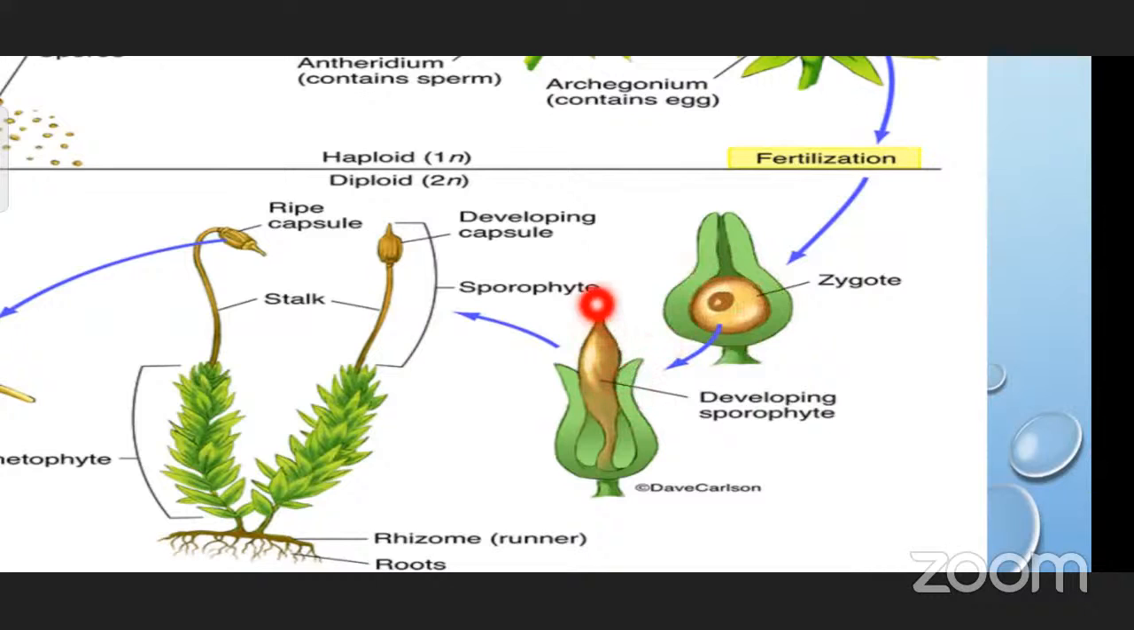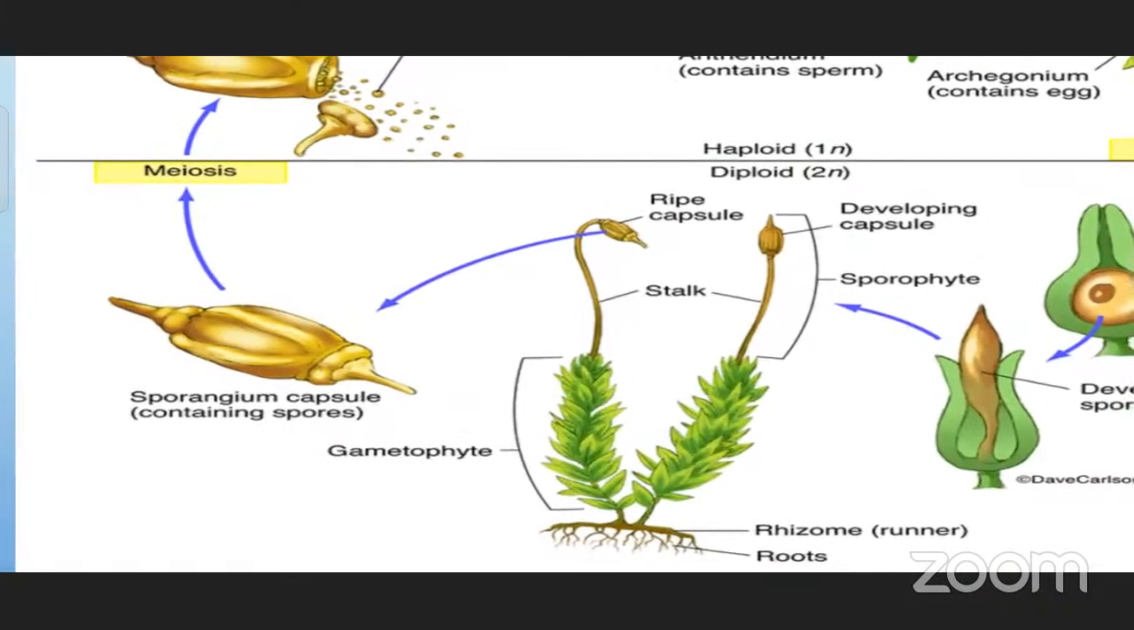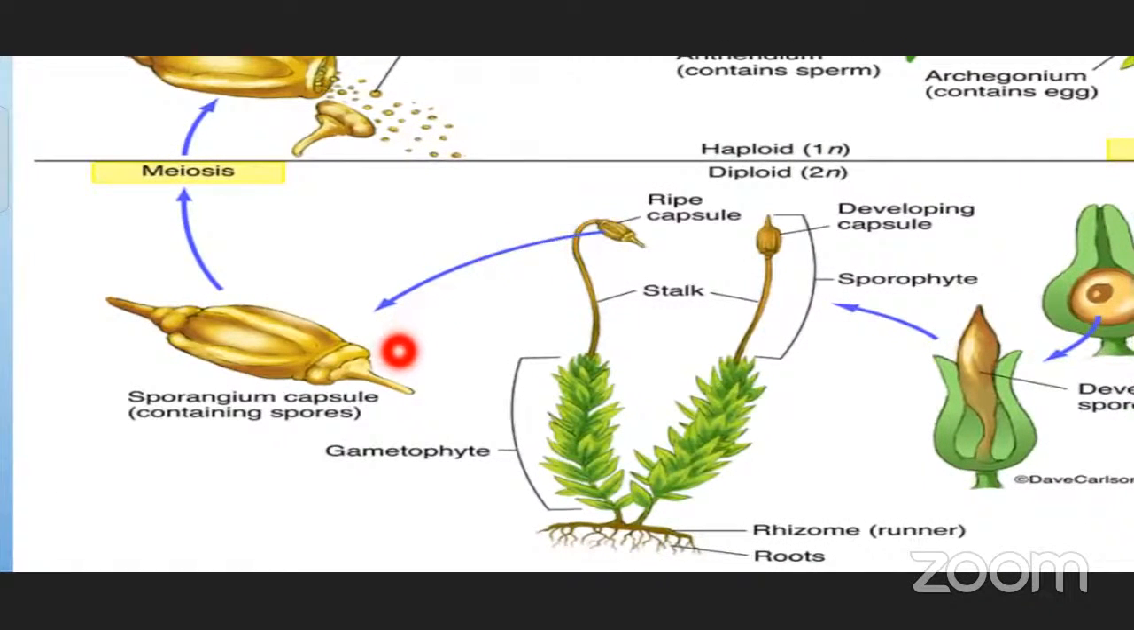developing into a sporophyte. This sporophyte, when it develops and meiosis takes place, that means it has become a ripened capsule. Now the ripened capsule is going to burst, releasing the spores. This is the sporangium. Sporangium, a capsule containing spores, and it is going to burst. It undergoes meiosis and produces the spores.